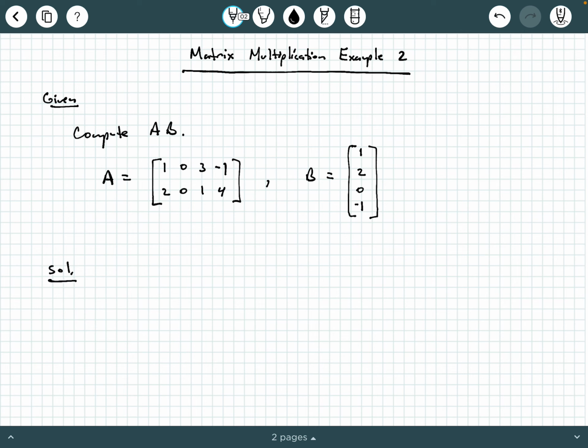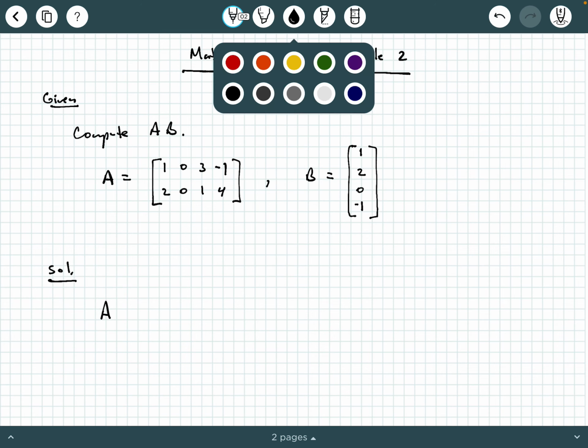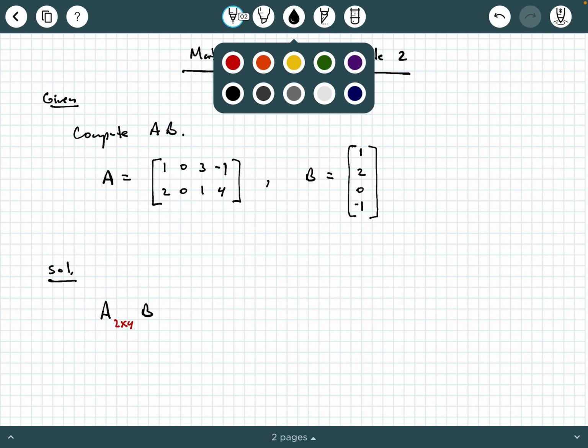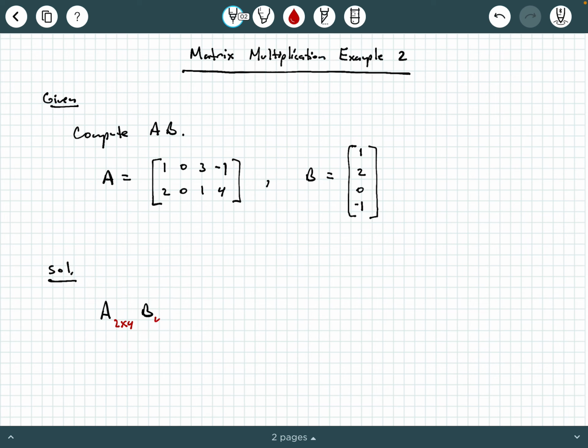First, can we actually perform this operation? Well, we'll write A in the subscripts. We know that that's a 2 by 4, and then next to that we're going to say times B. And we know that B is a 4 by 1. And so it's going to give us some product, let's call it matrix C, just to give it a name. And so that size is going to be a 2 by 1.